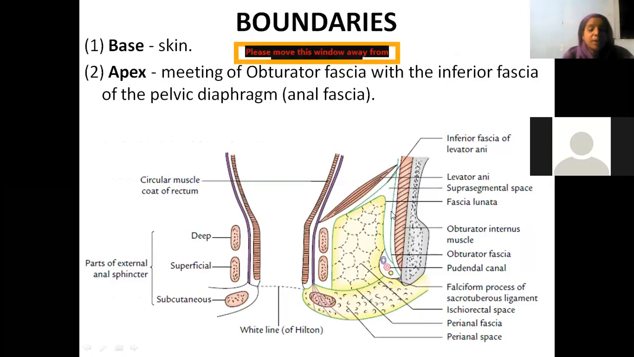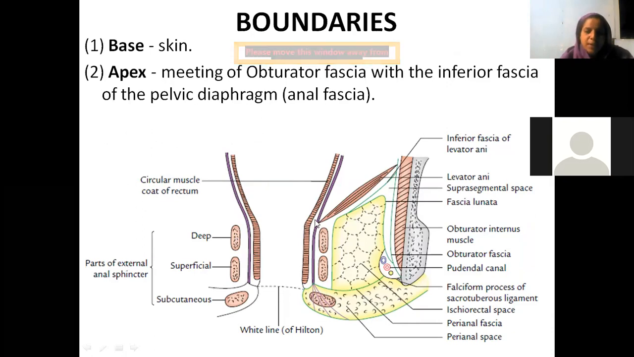So these are your textbook pictures which you can draw better. Only one side ischiorectal fossa is shown. That's the reason students usually do not understand what this picture is. Okay, this is rectum and this is anal canal. One side ischiorectal fossa is shown. You can also draw, if you want, one more here.